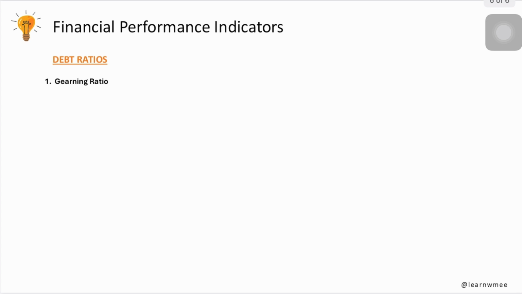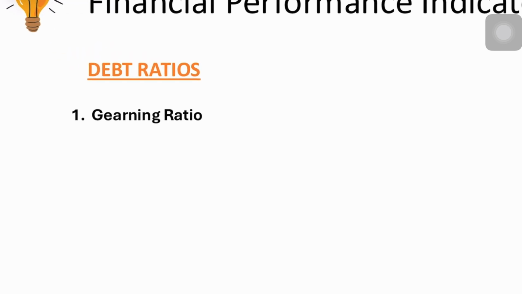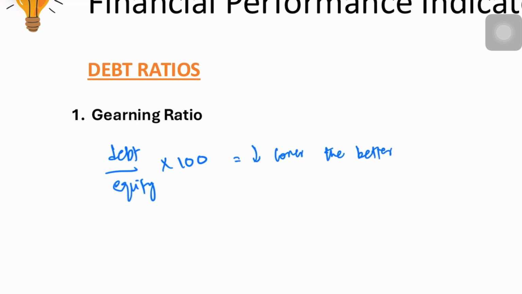Moving to debt ratio. There's just one ratio that is the most important one, which I've highlighted. This is debt over equity times 100, and you'll be calculating this a lot. This checks how much of the equity is coming from loans. The lower this ratio, the better. Also, if this ratio goes beyond a certain percentage, for example 45%, then it will be difficult to acquire loans.